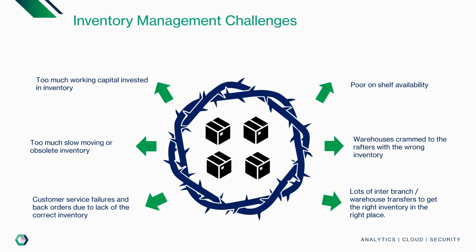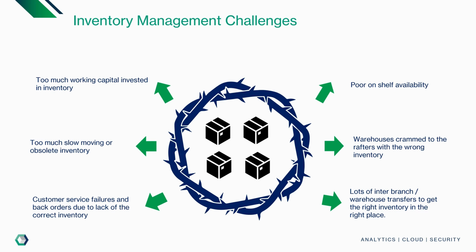Let's start by looking at some of the major inventory management pain points that companies often face. Poor on-shelf availability is a critical issue, where products customers want to purchase are frequently out of stock, leading to lost sales and dissatisfied customers. Warehouses crammed to the rafters with the wrong inventory is another common challenge. This ties up excessive working capital in inventory that does not match actual demand. Excessive inter-branch or inter-warehouse transfers are needed to reposition misplaced inventory to where it's required, adding significant logistics and handling costs.